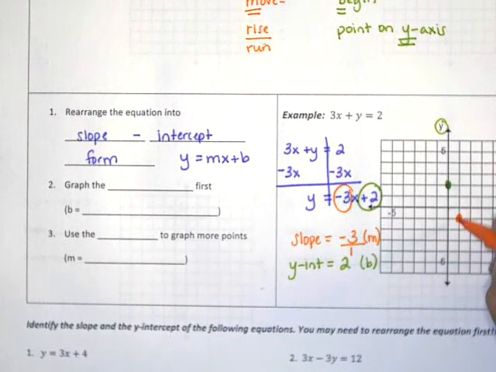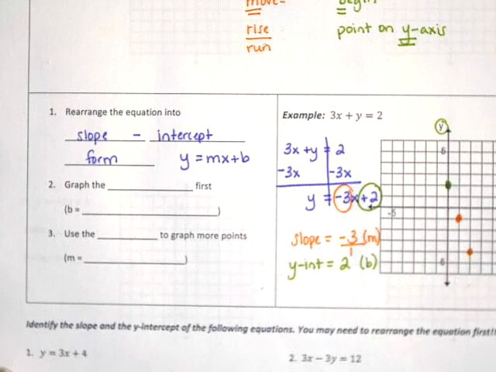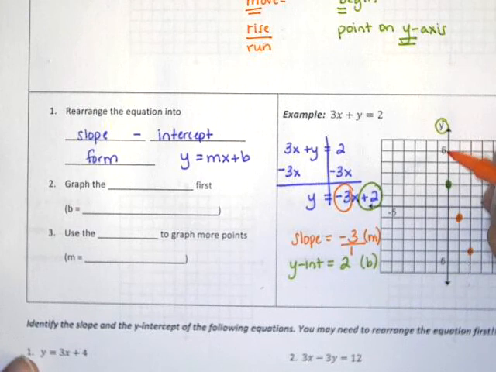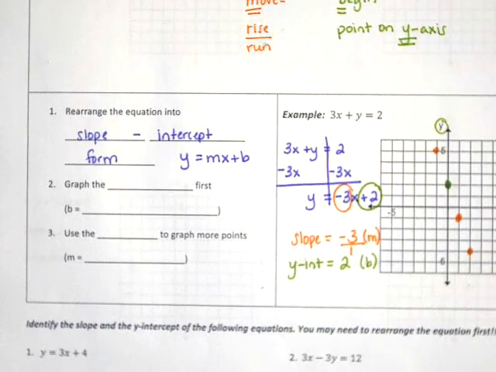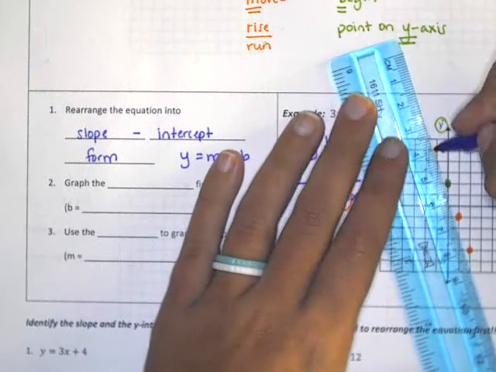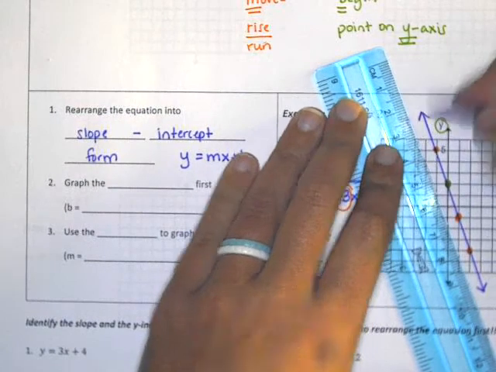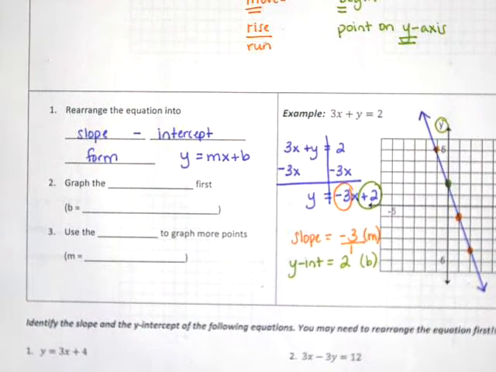Now I'm going to continue that pattern, down 3, right 1, until once I reach this point, I can no longer go down 3, right 1. There's not enough space. So instead what I can do is go back up to my starting point and reverse both directions. So instead of going down, I'm going to go up 3. Instead of going right, I'm going to go left. And when I run out of room that way, I can stop. From here, I'm just going to take a straight edge, like my ID, for example, and I'm going to draw a line through those points that goes beyond the edges of the graph and has arrows, and I'm done.